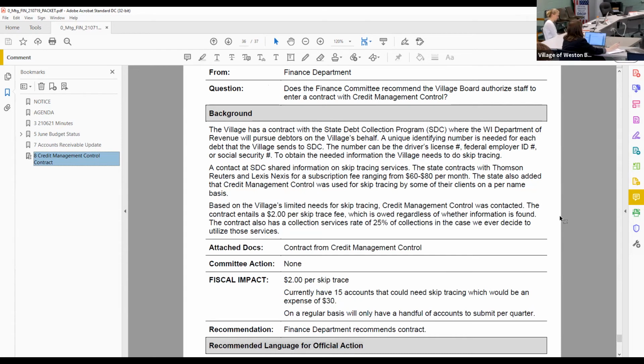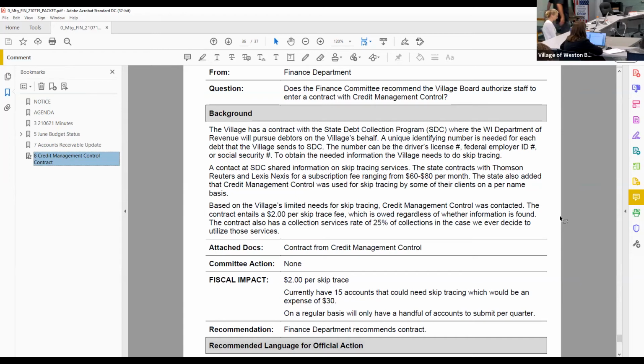Their contract also has a clause in there where they'll do collections for us at a rate of 25% of whatever they collect. He said that's just standard in there, so at this point, we plan to forward everything through SDC. But if for some reason they can't get that, we may be able to use this credit management control just as a last resort to pursue that for us.